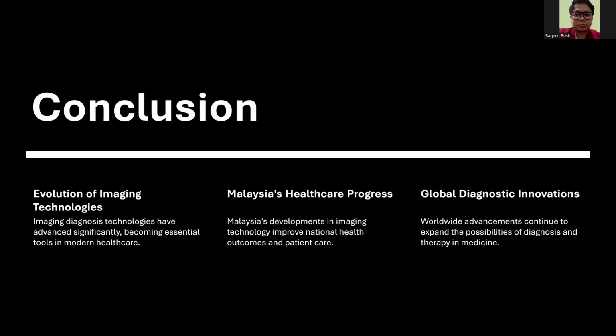So in conclusion, imaging diagnosis technologies have advanced significantly, becoming essential tools in modern healthcare. And in Malaysia, development in imaging technology has improved national health outcomes and patient care. And worldwide advancement continues to expand the possibilities of diagnosis and therapy in medicine.